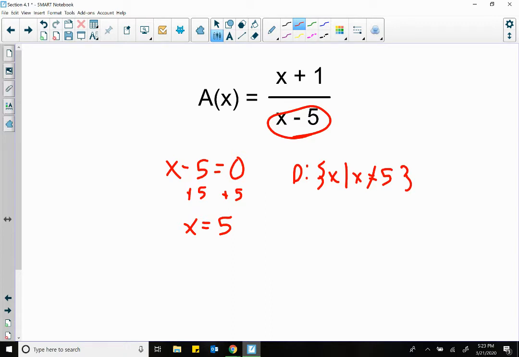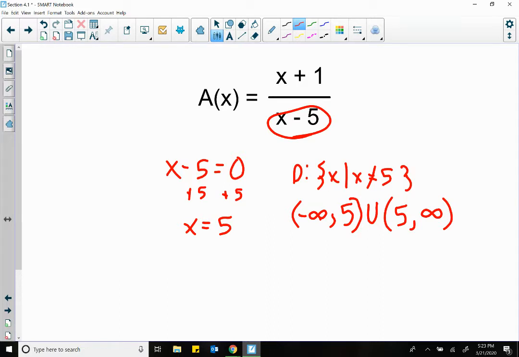When it came to the interval notation, we start at negative infinity with a parenthesis, and we move up to our problem number, which was 5, and then we jump over it with a parenthesis, union, parenthesis. And then we pick right back up on the other side with that 5 and move on towards positive infinity.